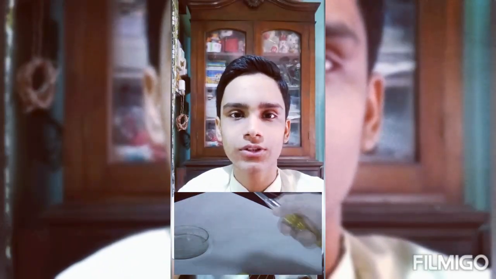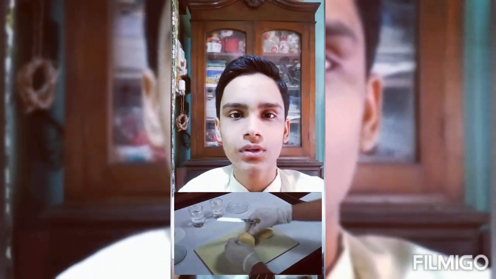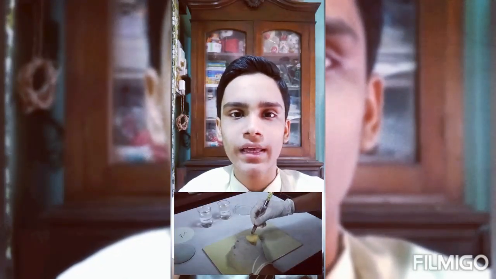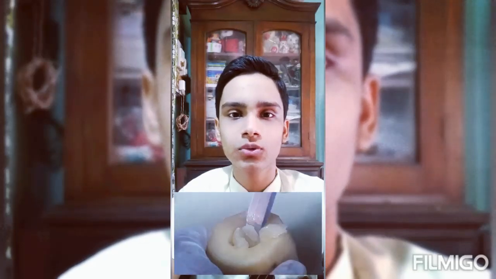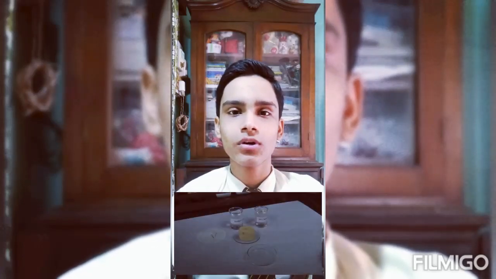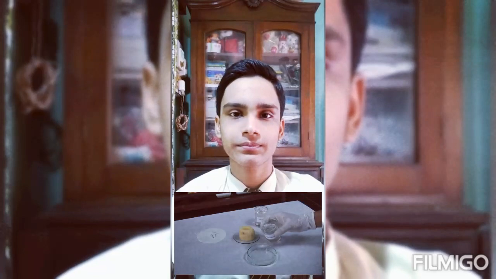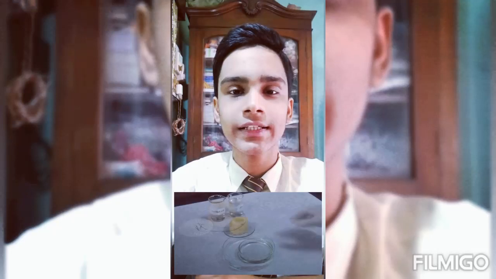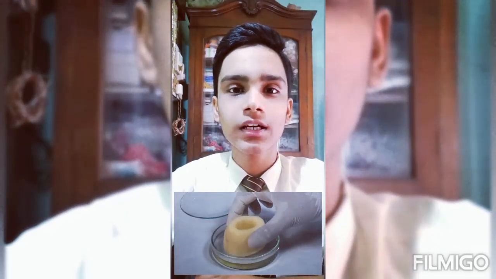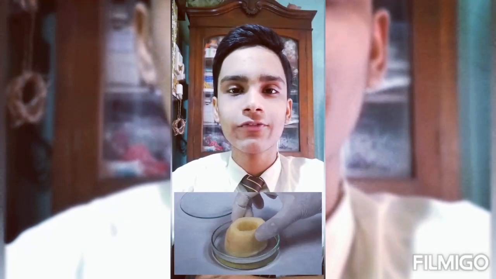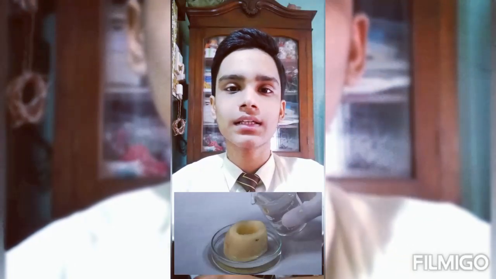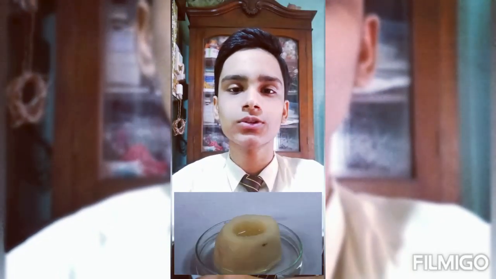Now coming to the procedure, we have to take the peeled potato and cut both its ends to make it flat. Using the knife, we have to make a cavity in the potato almost up to its end. Then we have to take a beaker of distilled water and pour the petri dish half full with it. Now we have to take the potato and put it on the petri dish containing distilled water. We have to take a beaker of sugar solution and fill the cavity of the potato half with it. Then we have to mark the level of the sugar solution in the potato cavity with a pin.